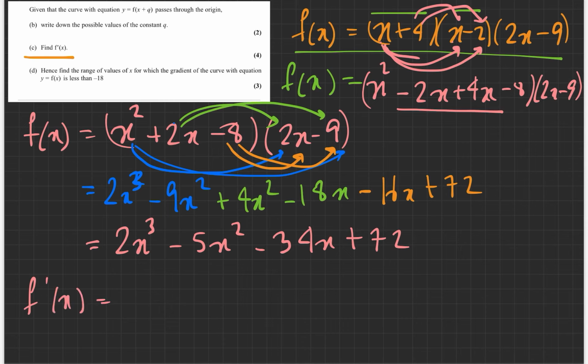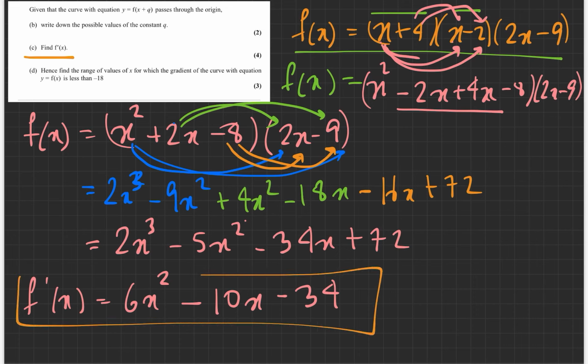Okay, so now we can go ahead and differentiate this and say that f dash x is equal to, so to differentiate the first part, we're going to do 3 times 2, which is 6x, and then 3 minus 1 is squared, right? And again minus 5 times 2 is 10, and then 2 minus 1 is x, right? And then finally, anything that has no x just becomes a constant, and the constant just disappears. And so this is our final answer.